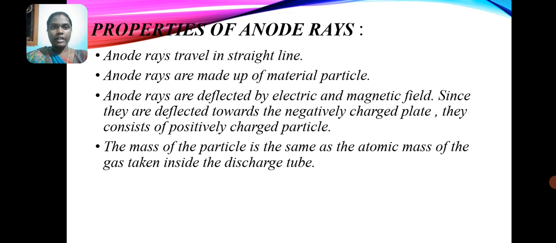Next, properties of anode rays. Anode rays travel in a straight line. Anode rays are made up of material particles. Anode rays are deflected by electric and magnetic fields. Since they are deflected towards the negatively charged plate, they consist of positively charged particles. The mass of the particle is the same as the atomic mass of the gas taken inside the discharge tube.